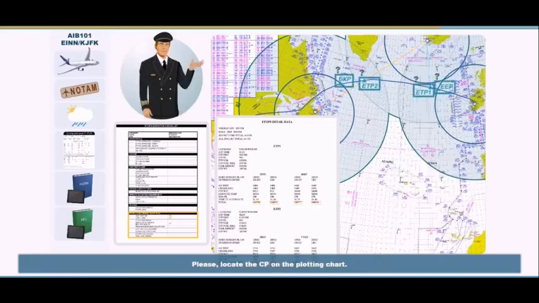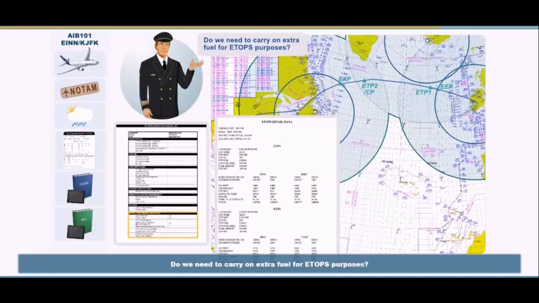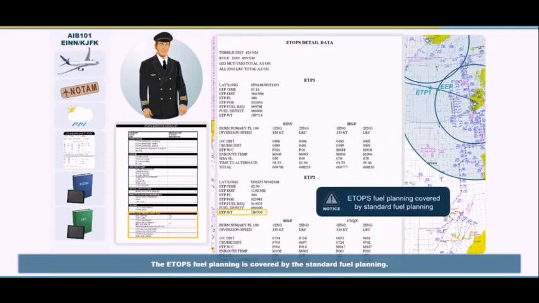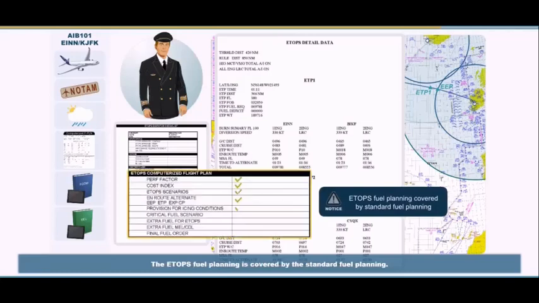Please, locate the critical point on the plotting chart. Do we need to carry on extra fuel for ETOPS purposes? No, as the CFP indicates no fuel deficit for the critical fuel scenario. The ETOPS fuel planning is covered by the standard fuel planning.